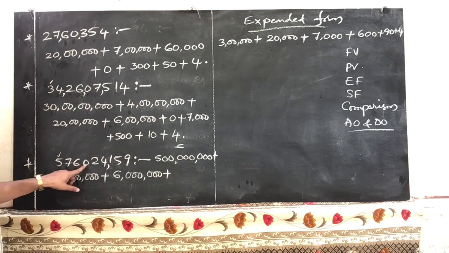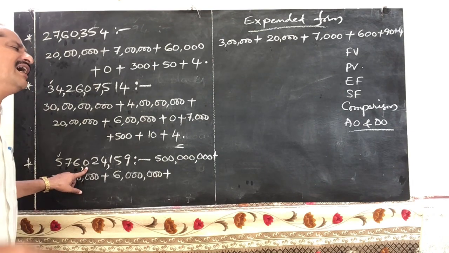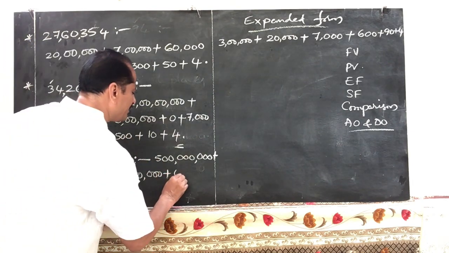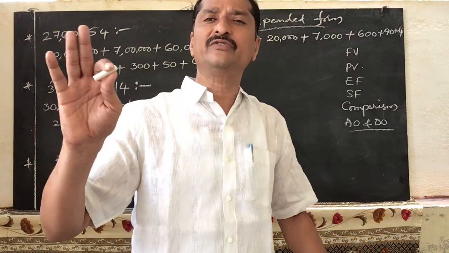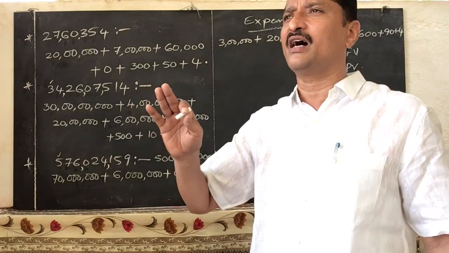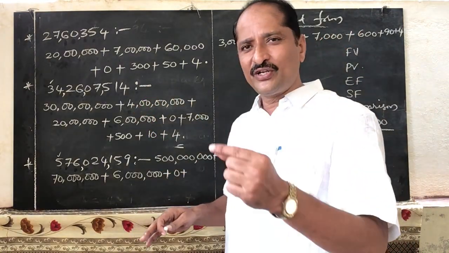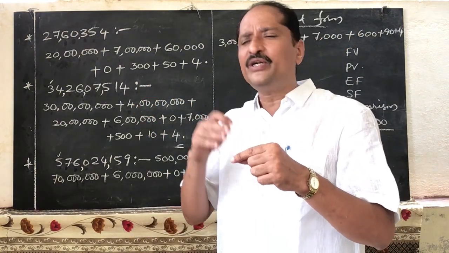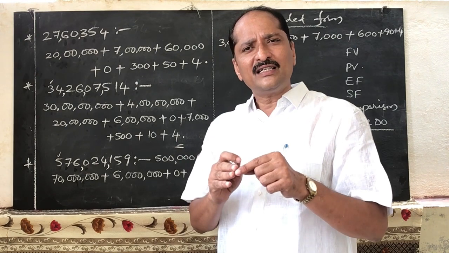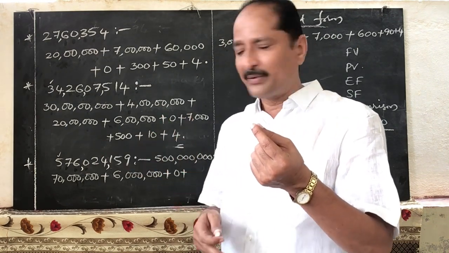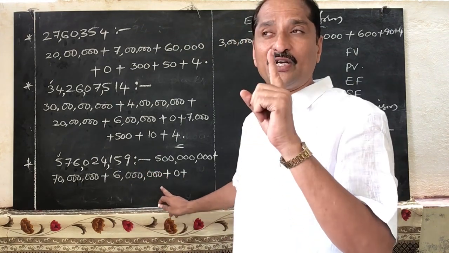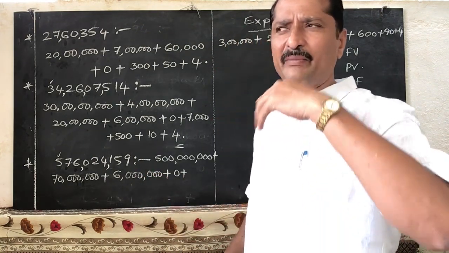Next, 0. The place value of 0 is always 0, wherever it may be. It may be in any place. The place value of 0 is always 0 because the face value of 0 is 0. Face value into its place. Face value is 0, and 0 multiplied by anything gives 0. So the place value of 0 is always 0, in any place.